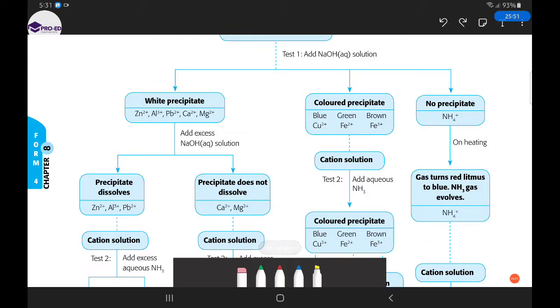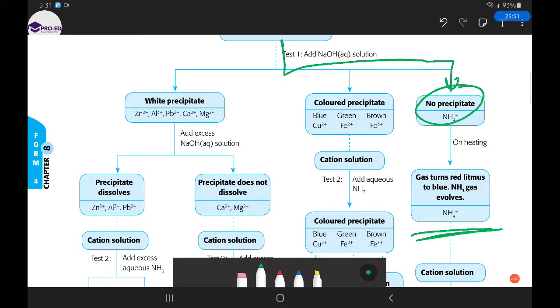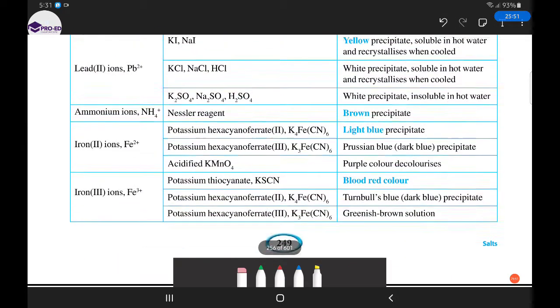Okay, so now this one we have done until here. Okay, so number 8, I've taught you about the part where if you add sodium hydroxide in excess, you will get no precipitate. We are going to read the second part of number 8, which will tell you that when you heat it up, you will get a gas that changes red litmus paper to blue, which is ammonia gas, and that again confirms ammonium ions. Okay, but we will come to that.